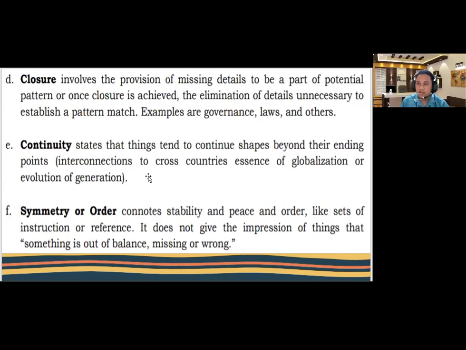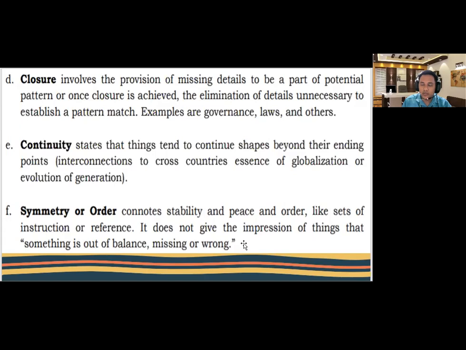We can connect to them, in the sake of continuity. So that's globalization. We are not sticking to one country, but we can also be interconnected to other countries. That's continuity. And next is symmetry or order.